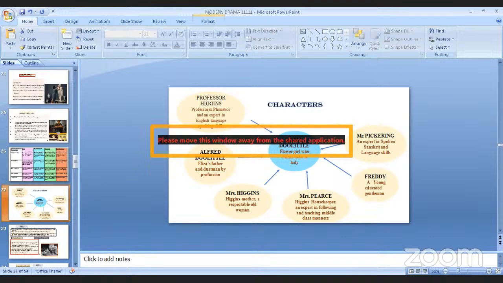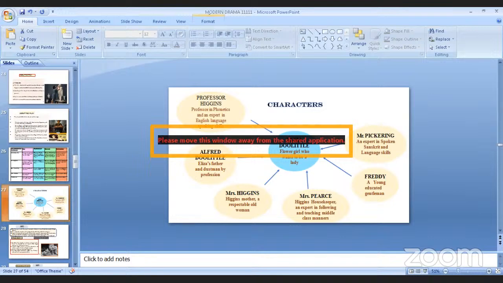Now, another theme which we can look at is transformation. Shaw explores the theme of transformation by showing how a poor flower girl becomes a lovely, self-reliant lady, both superficially and at heart.